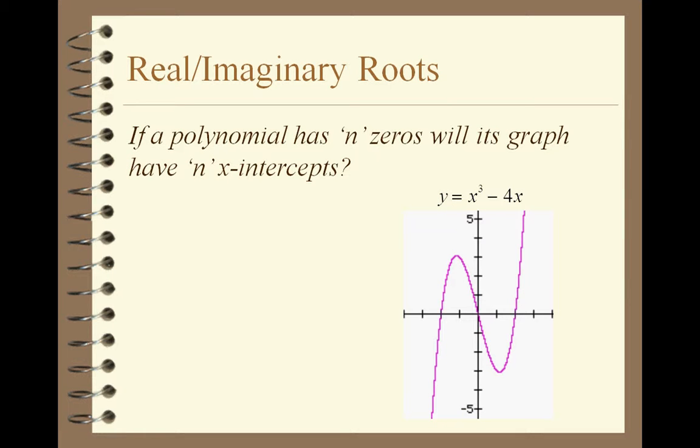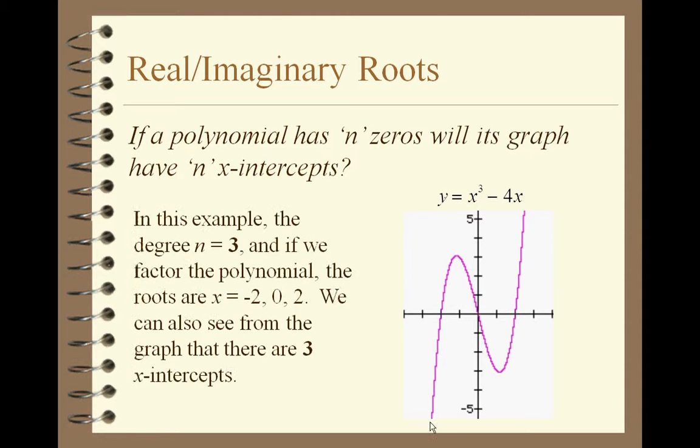Now, what is a root or a zero graphically? If a polynomial has n zeros, will its graph have n x-intercepts? When we're referring to zeros, we mean we are setting y equals 0. So instead of y equals x cubed minus 4x, it will be 0 equals x cubed minus 4x, and I'm going to show you how to factor that in the next slide, but I want to show you what it means to have zeros graphically.